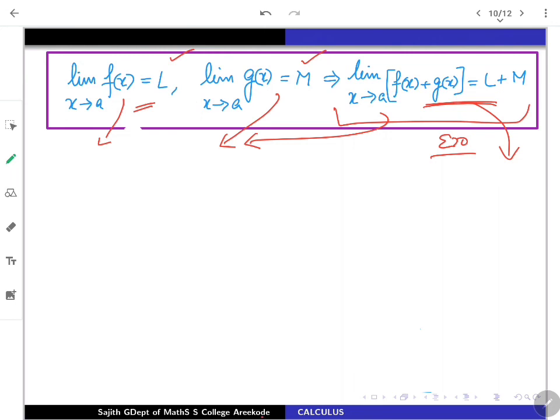So what do these two conditions allow us? How to attack this problem first of all. We wanted to show this. Given an epsilon positive, which is supplied, we have to find a delta.